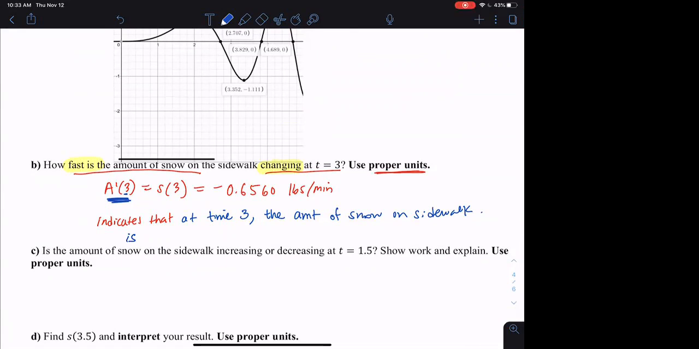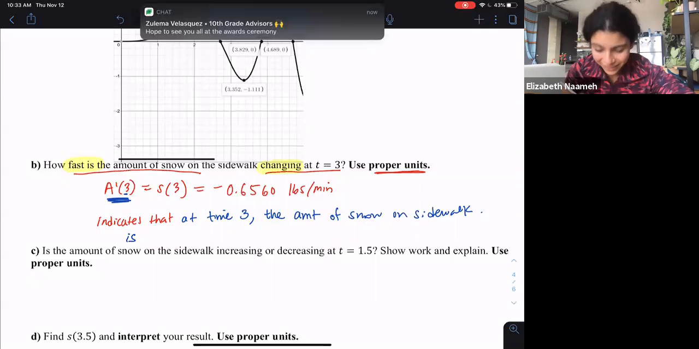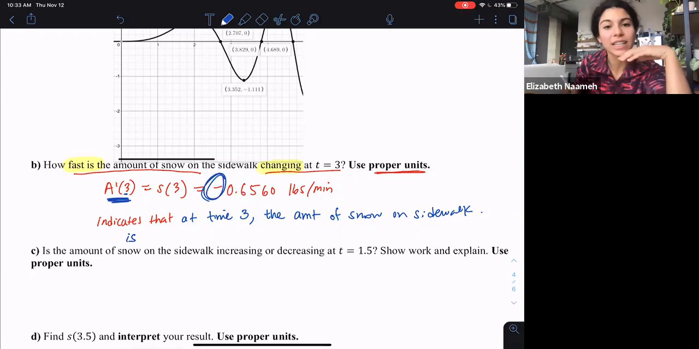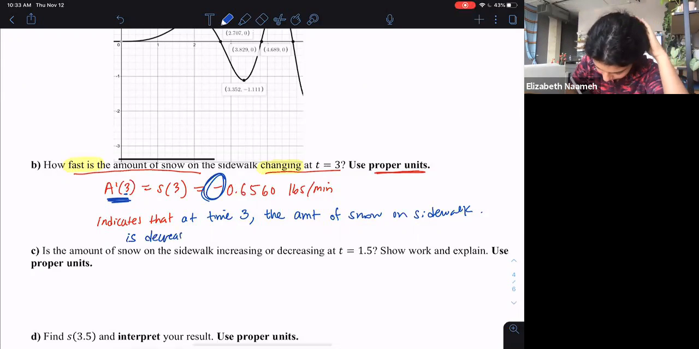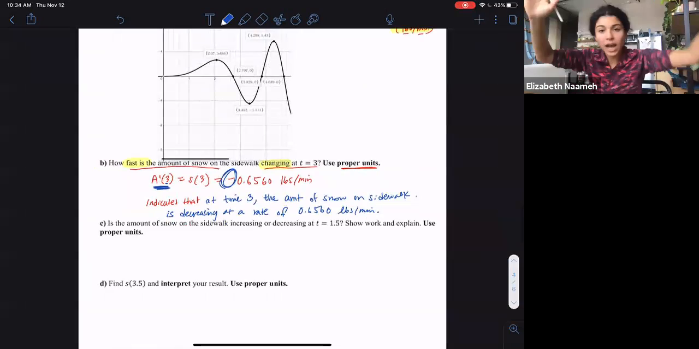I have a question, Miss. Would it be decreasing? Yeah. Yes, it's decreasing. Notice she didn't say changing at a rate of, but we know the sign is negative, the slope negative, so it's decreasing at a rate of. Very good. At a rate, don't forget to say at a rate of 0.6560 pounds per minute. Ta-da!